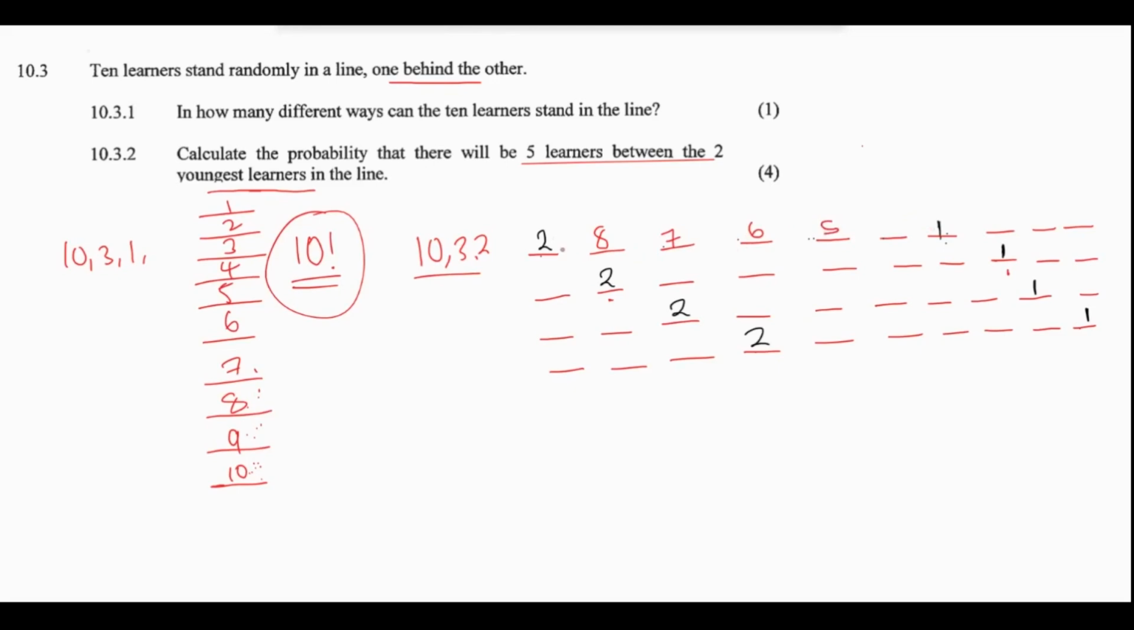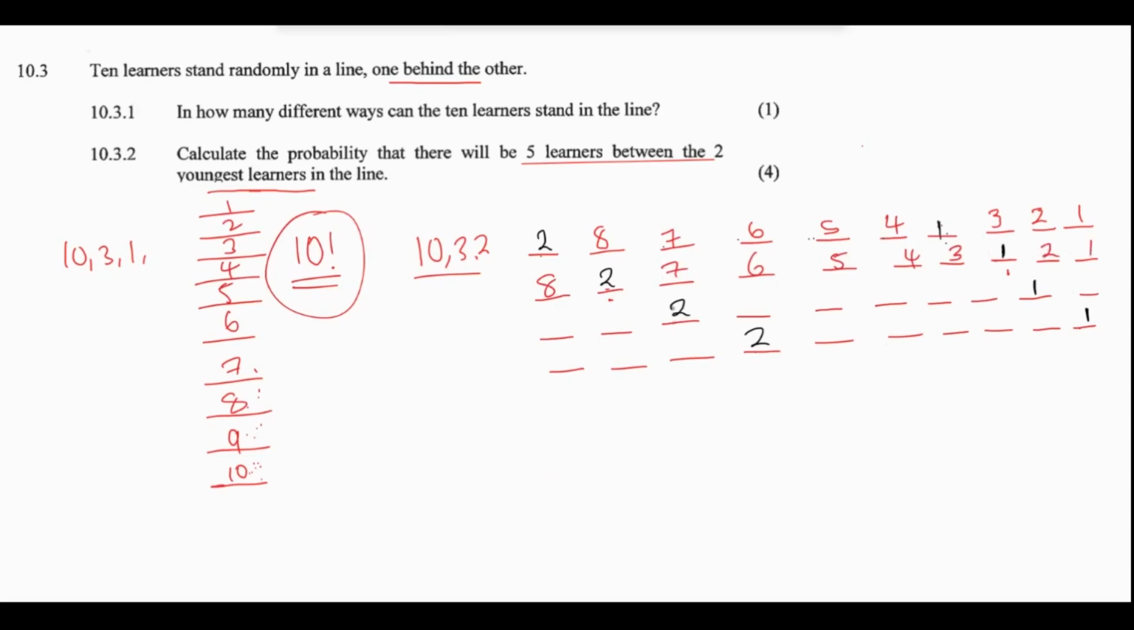1, 2, 3, 4, 5, 6. So it means we're left with 4. You see that? We have 1, 2, 3, 4, 5, 6, 7. So we only have 3 to choose this one. We only have 2 to choose this one. And then for the last one, only 1 to choose. The second situation is the same thing. We have 8 learners because we have 2 there, 1 there, 1 there. So we have 8 learners to choose this slot, 7 to choose this one, 6, 5, 4, 3, then 2, then 1.